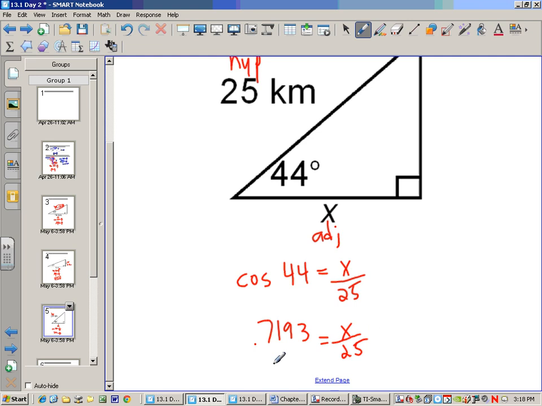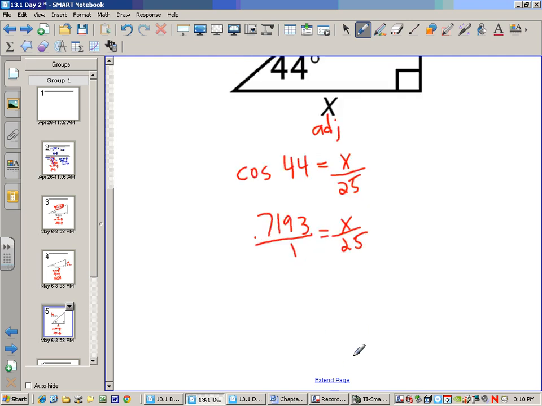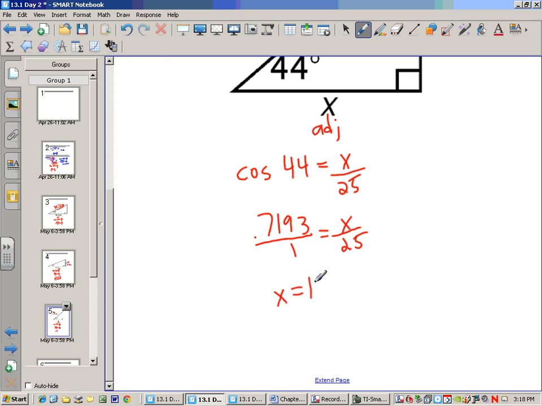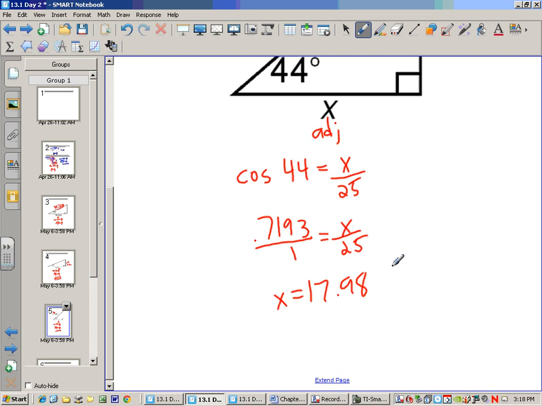Now we put this over 1, multiply both sides by 25. So that would be 25 times that divided by 1. So if I multiply by 25, I get 17.98. So x equals 17.98. So really close to 18. Now that's kilometers.